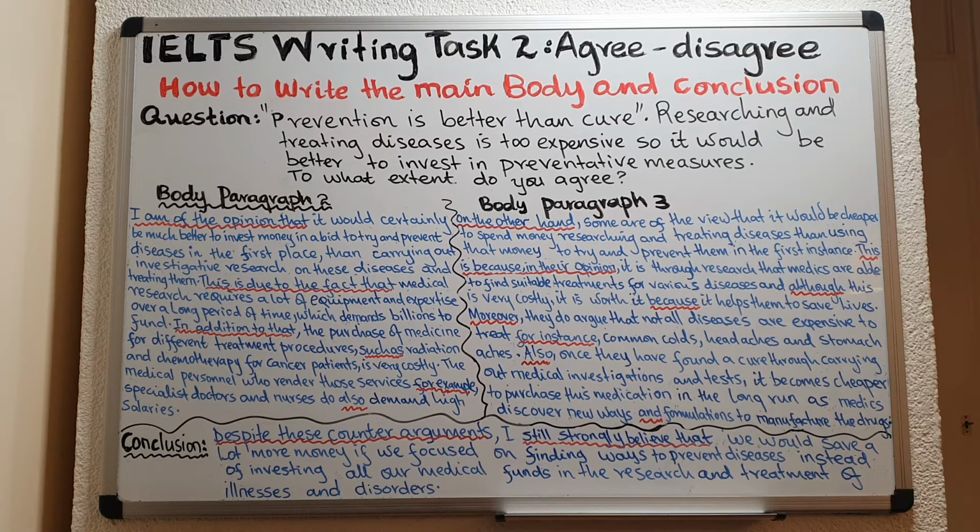Now, before we begin this lesson, I would like to give you some information about IELTS writing task 2. The first thing that is important to remember is that you get 40 minutes to write your essay. 40 minutes. You are supposed to write more than 250 words. If you're aiming for a band 8 and a band 9, then you should write 300 words.